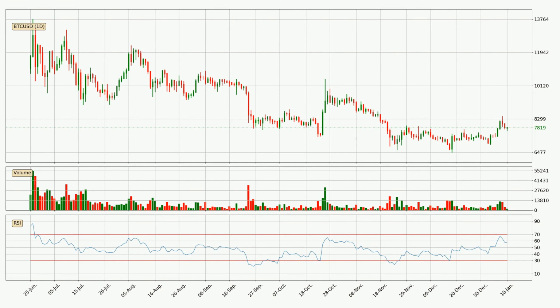Moving to the daily relative strength index, the current daily RSI is at 58, so there are currently no signs of the crypto being overbought or oversold.